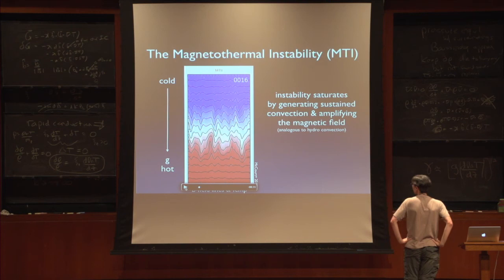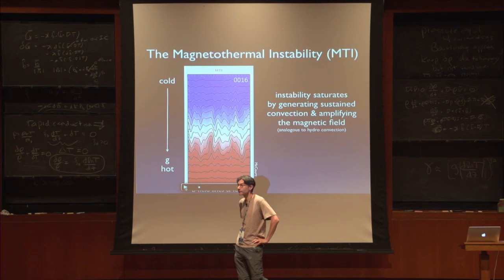You mean V dot grad V? Yes, V dot grad V is zero for this, in linear theory. That's right. Yes, exactly.